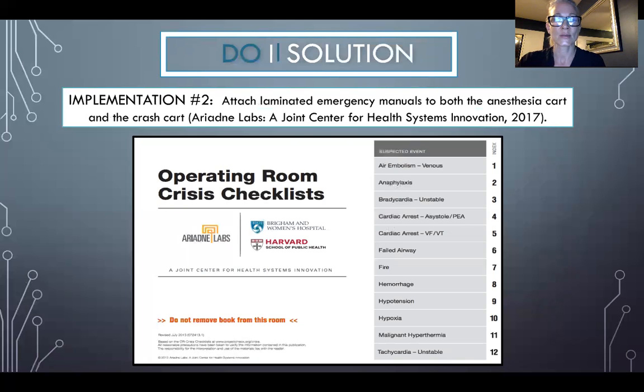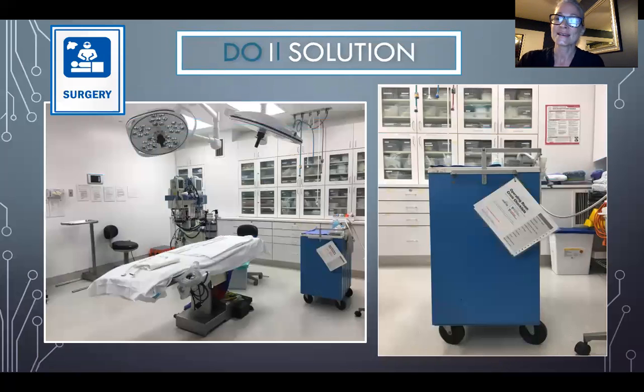So some examples. Actually, this is what I did. I placed the operating room crisis checklist. This is my operating room, and that's the anesthesia cart that it's attached to, laminated copies. And so you can see the basic setup of how my surgery center is and my operating room environment.